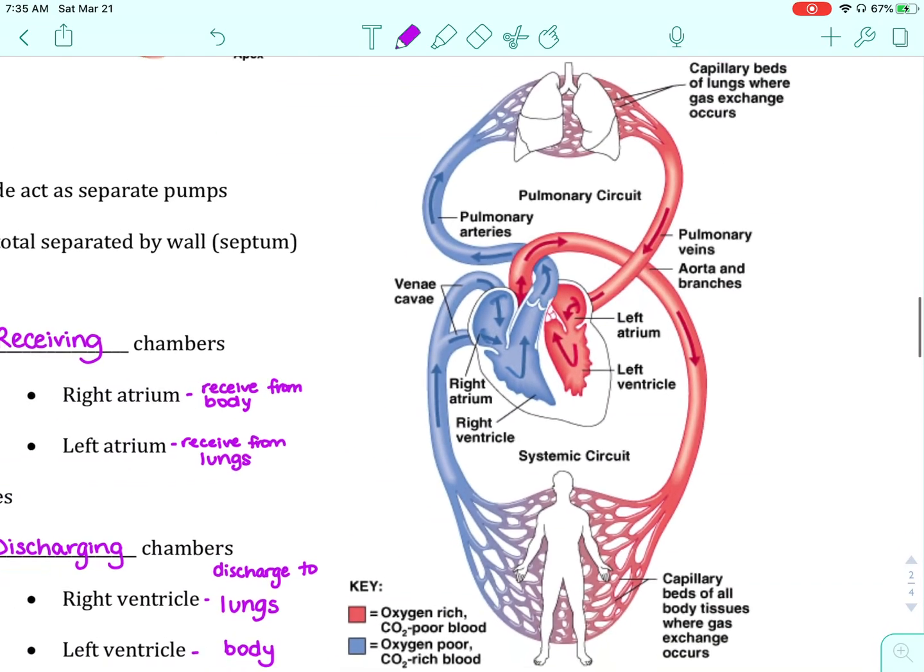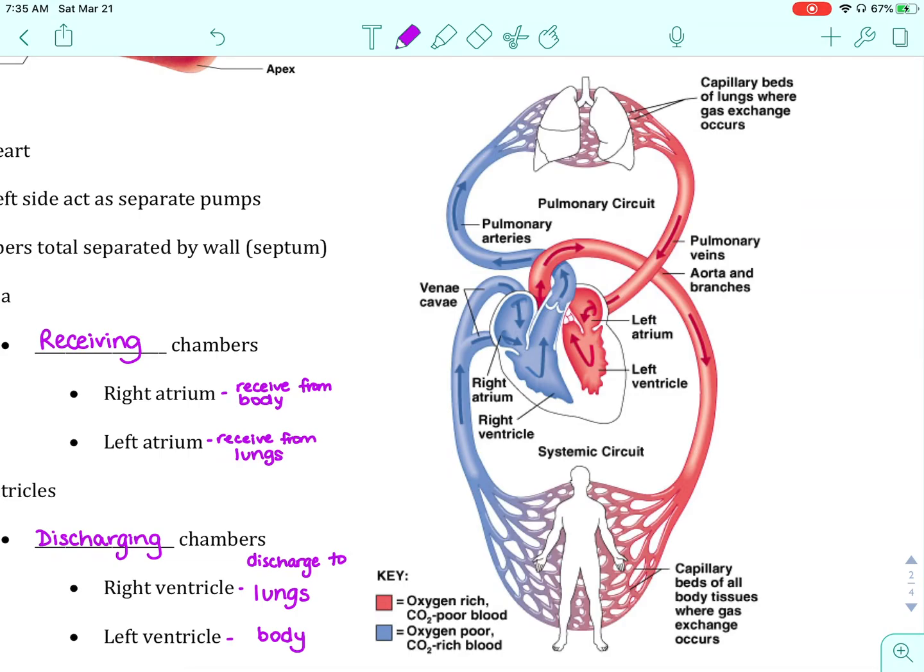Okay, so just to review, here is the circuit that I explained. So the body has oxygen poor, carbon dioxide rich blood. It flows into either the superior or the inferior vena cava, which flows into the right atrium, which is the first, we call that the room. And then it goes through to the right ventricle, then out the pulmonary trunk and the pulmonary arteries to the lungs, back through the pulmonary veins, through the left atrium, left ventricle, and out.